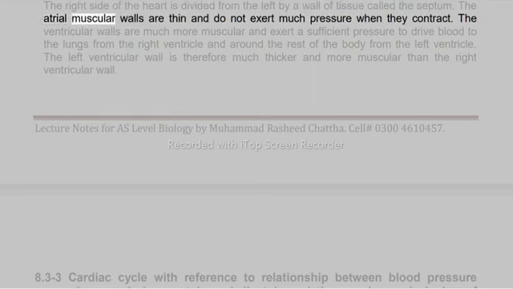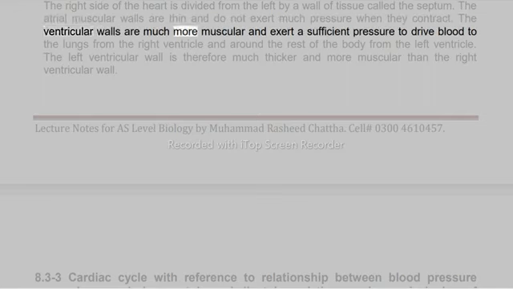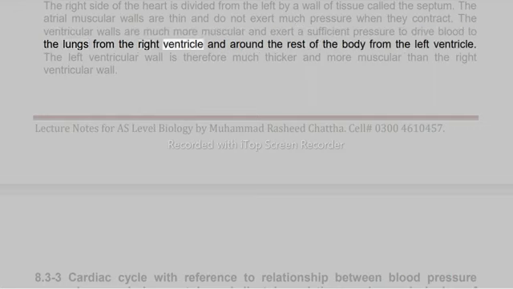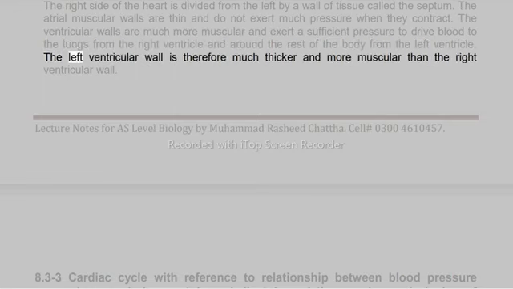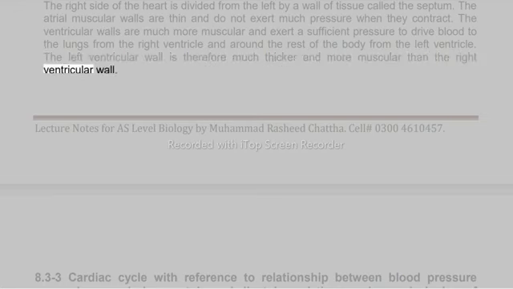The atrial muscular walls are thin and do not exert much pressure when they contract. The ventricular walls are much more muscular and exert sufficient pressure to drive blood to the lungs from the right ventricle and around the rest of the body from the left ventricle. The left ventricular wall is therefore much thicker and more muscular than the right ventricular wall.